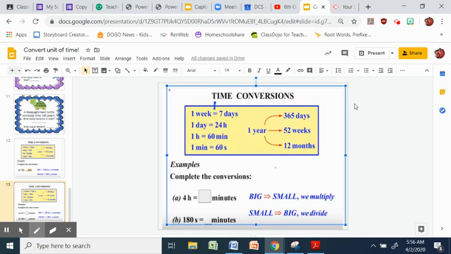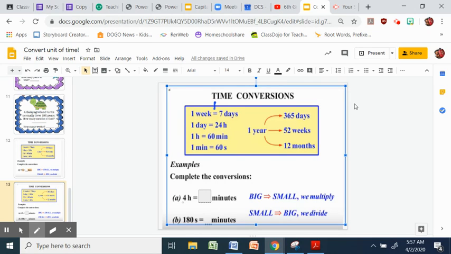Just like always, the formula in all conversions that we have been studying: if you are converting from a bigger unit to a smaller unit, you multiply. And when you are changing from a smaller unit to a bigger unit, you divide. So let's look at these examples.